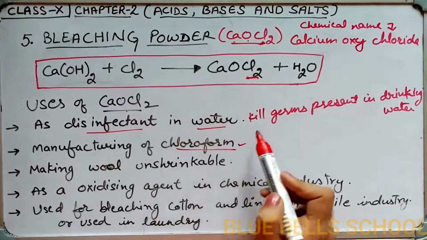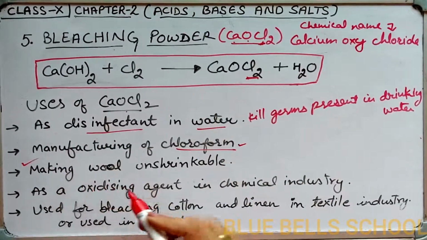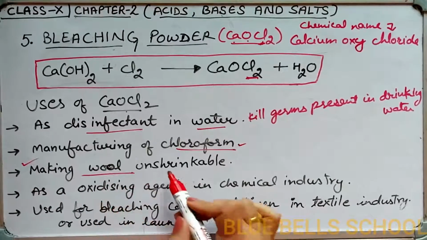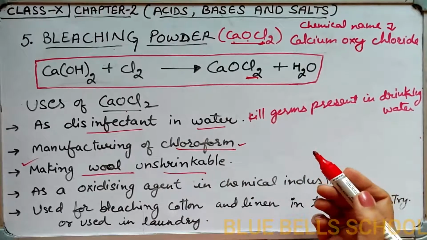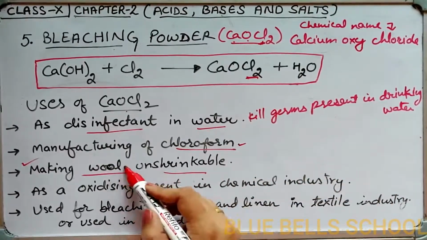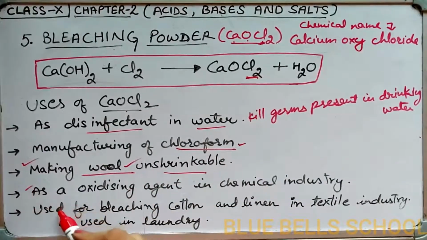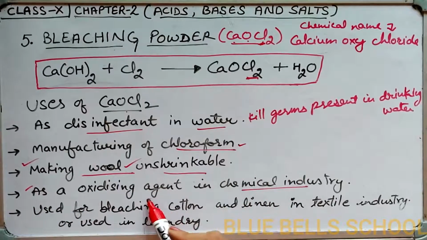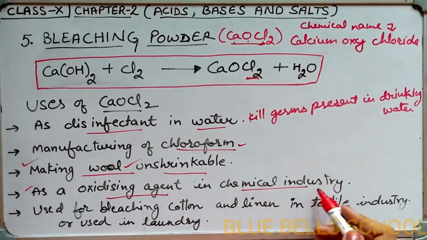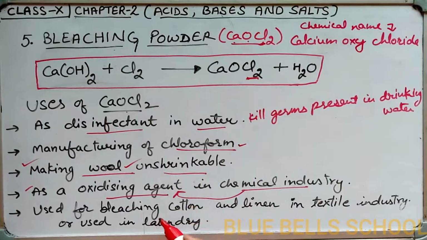Next use of bleaching powder. Bleaching powder is also used to make wool unshrinkable. Means it is used in dry cleaning purposes, especially for woolen clothes, which may shrink easily. Another use of bleaching powder is in many chemical industries. Bleaching powder is used as an oxidizing agent. It means it helps to prepare a number of chemicals where it is used as an oxidizing agent.